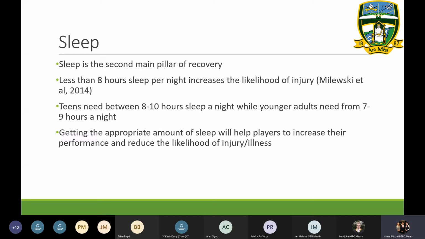What I was going to hit on there is really practical, okay. It's not going to cost anything to try and improve your sleep quality and your sleep hygiene. It's all about creating good habits and educating yourself a little bit more. This is a really practical way of improving your recovery, and it's not going to cost a whole lot. Getting the appropriate amount of sleep a night will help players increase their performance and reduce the chance of injury and illness. Like I said, our second main pillar, quite cost effective and easy to improve on. It's just about knowing how much we should be getting and tips on how to improve our sleep, and that's what I'm going to hit on next.